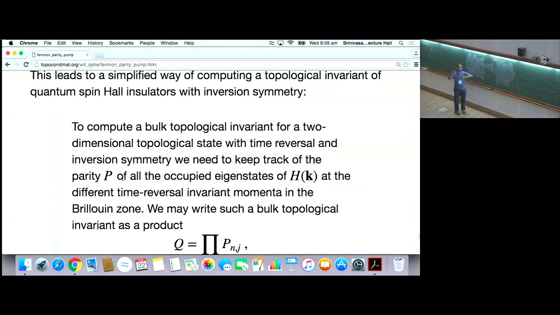So when you get a crossing between these two, then you can get a topological insulator, or you will get a topological insulator, provided it happens at an odd number of these time reversal invariant momenta. Usually this just happens at k equals 0, and you don't have to worry about the other k's. Okay?